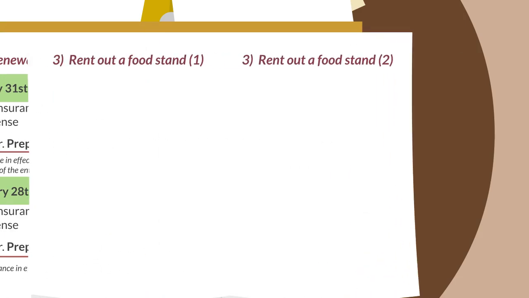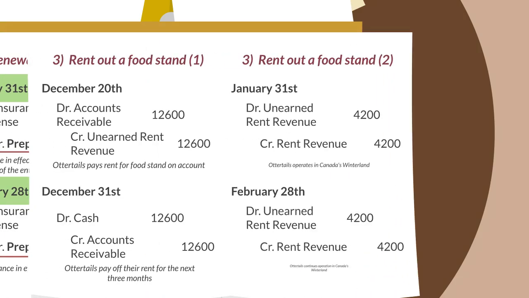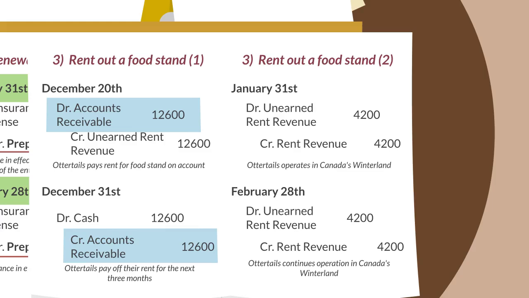Number 3. Popular food vendor, Otter Tails, rents out the food stand for the season for $12,600. For Canada's Winterland, the rent revenue is both an accrued revenue and a deferred revenue. It is an accrued revenue on December 20th, even though Canada's Winterland and Otter Tails already have a rental agreement, because the actual rental is not yet in effect. Therefore, Canada's Winterland has unearned rent revenue for the season rental amount, which they will receive on December 31st.